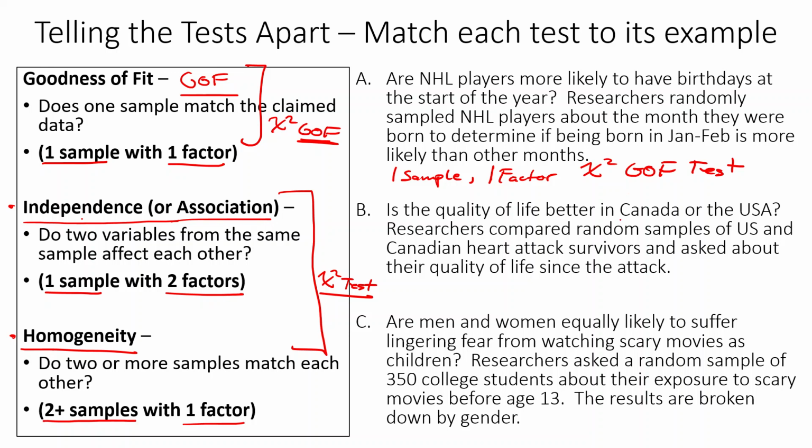Is the quality of life better in Canada or the US? I think I already know where this is going. Researchers compared random samples of US and Canadian heart attack survivors and asked about the quality of their life since they had a heart attack. So we have random samples, plural. So we have two samples. And then we asked about one factor, the quality of their life. Well, two samples tells us that this is the test for homogeneity.